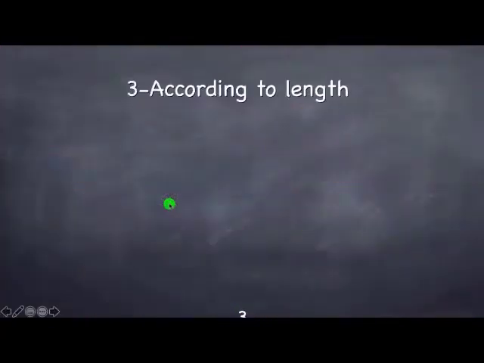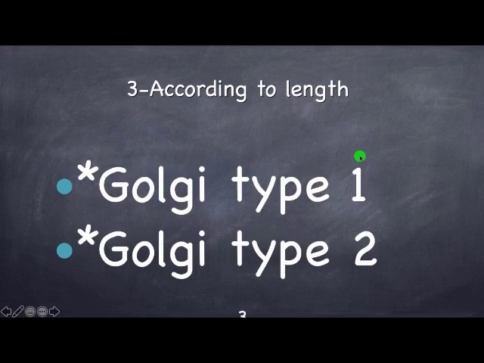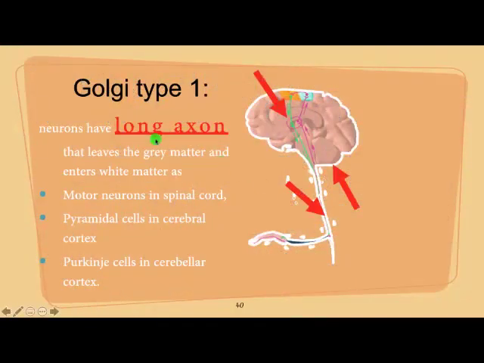Then we have the classification according to the length. We have very long and we have short. The Golgi type 1 is the long one, and the Golgi type 2 is the short one. The Golgi type 1 has long axon, and it leaves the gray matter and passes to the white matter, and they are present in the cerebral cortex and the cerebellar cortex and the spinal cord.